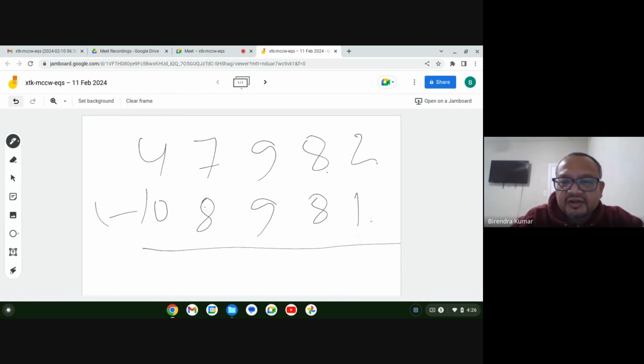Unit from unit, 2 minus 1, 1, no problem. 8 minus 8, 0, nothing is left. 9 minus 9, 0, nothing is left. 7 minus 8. I cannot subtract 8 from 7, so I have to borrow from the next number. So when I borrow, I'll borrow 1, so it becomes 17. 17 minus 8 is 9. Since I borrowed from this guy, it became from 4 to 3.